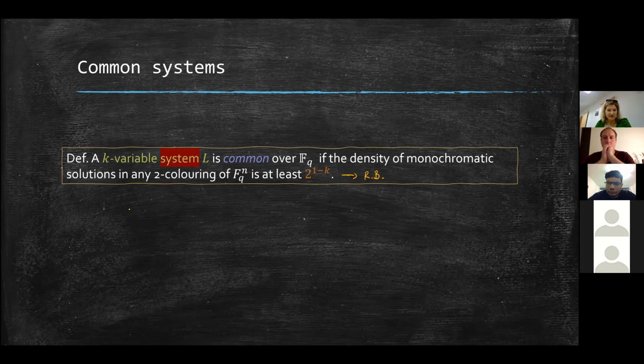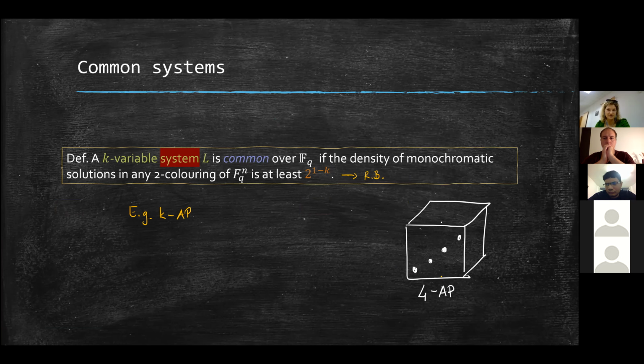Okay, and again, one example of a system is a K-term arithmetic progression, and here's a picture of a 4-term arithmetic progression. So that's our question for this talk. What can we say about systems of equations? When are they common? So far, only sporadic results have been known. Nothing in this direction of Pham and Zhao, nothing very general like that, just looking at specific systems.